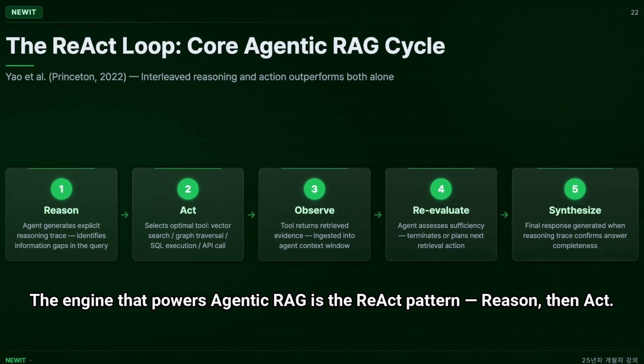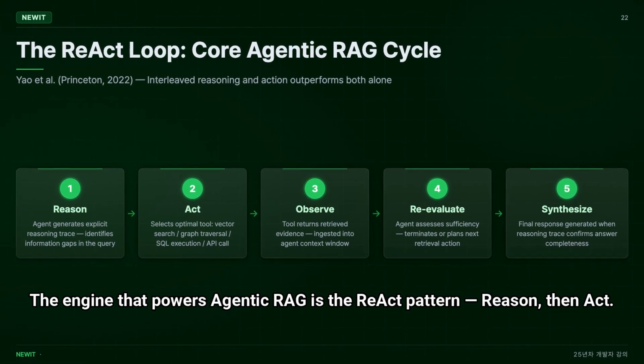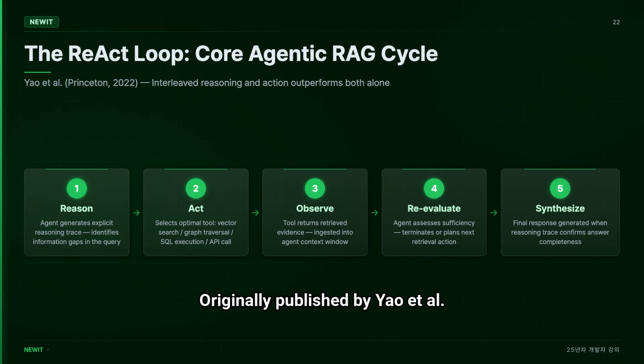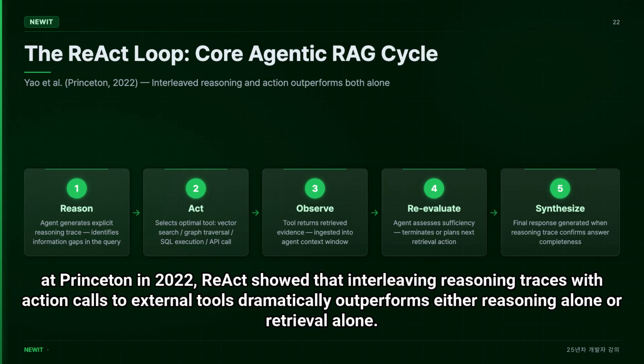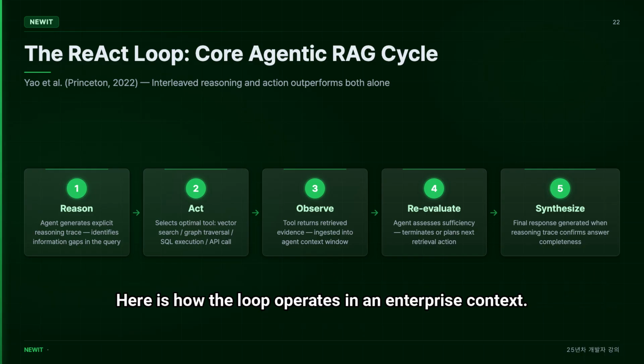The engine that powers Agentic RAG is the ReAct pattern, reason, then act. Originally published by Yao et al. at Princeton in 2022, ReAct showed that interleaving reasoning traces with action calls to external tools dramatically outperforms either reasoning alone or retrieval alone. Here is how the loop operates in an enterprise context.